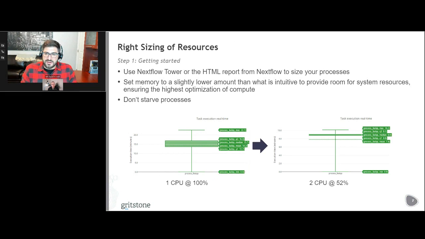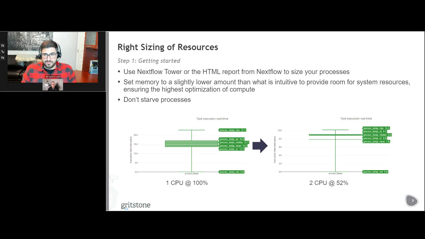So whether you're using Spot or on demand, you want to make sure you're making the most effective use of resources. As a first step towards right sizing, we want to either use Nextflow Tower or use the HTML report from Nextflow to right size your processes. Using these reports will show you the maximum, minimums, and averages on CPU, memory, disk space, and job duration, putting it all in an easy-to-read plot. This information will allow you to make informed decisions on how much CPU and memory to assign a process.